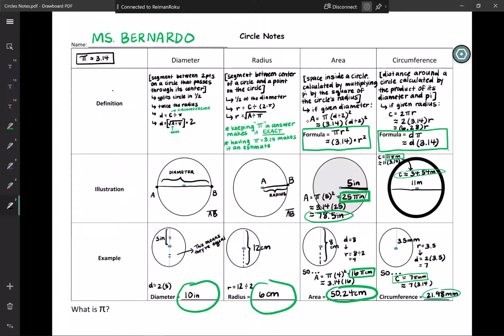The area. If you notice in this graphic organizer, the inside is shaded gray. That's to show you that area is the inside. And we have circumference. I put the circle in bold because circumference is the distance around a circle. Okay.